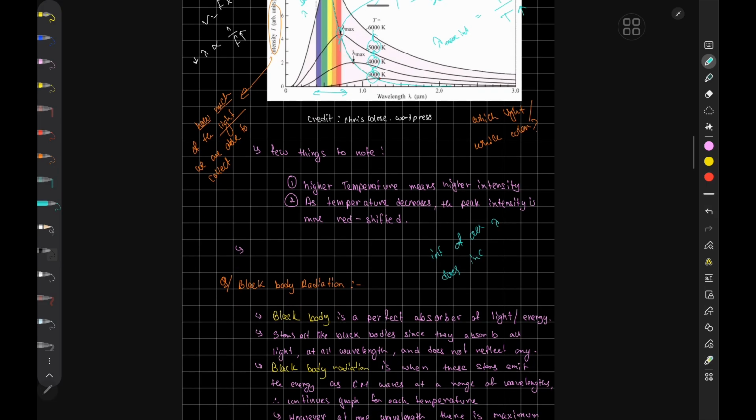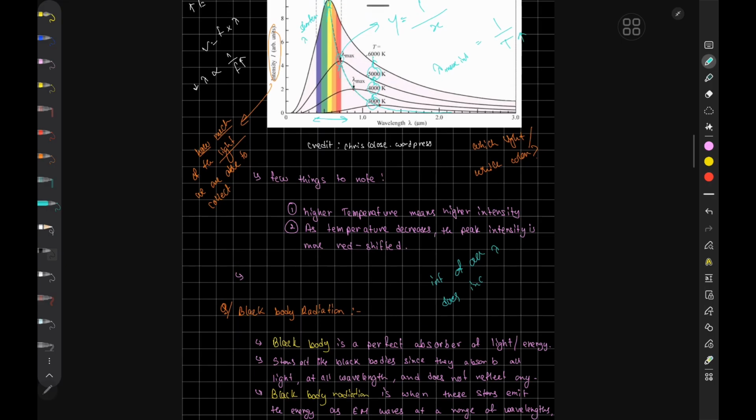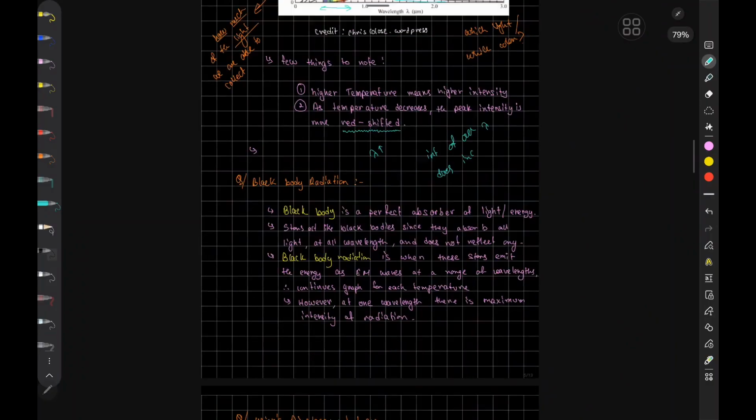Now, the second thing is, as temperature decreases, the peak intensity is more redshifted. This is a more technical way of saying that the wavelength becomes more redshifted, that is, the wavelength increases. Okay, does that sound good? We're on the same page. Very good.